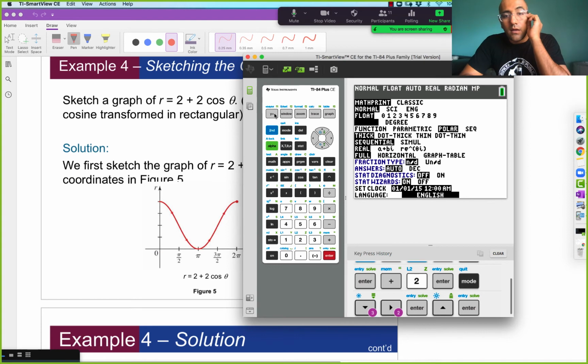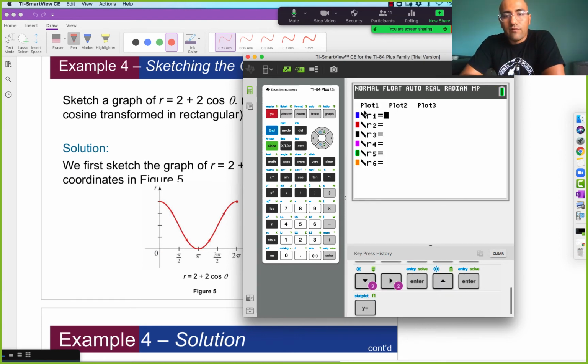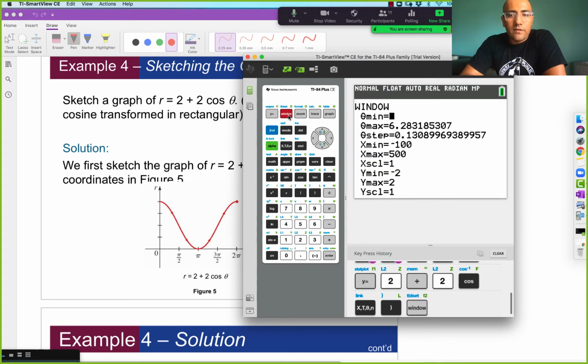Now go over to where it says y equals. And now notice that before it used to have y sub 1, y sub 2, y sub 3. But now, because your calculator is in polar form, it has r's in here. It already knows that. Okay, so let's type in 2 plus 2 cosine of, and then before when you push this button you would get an x. Here you will automatically get a theta. Again, your calculator already knows that you're in polar form. Good?